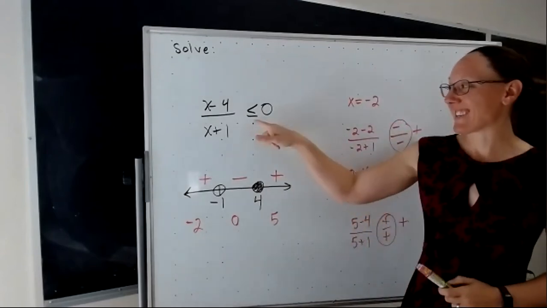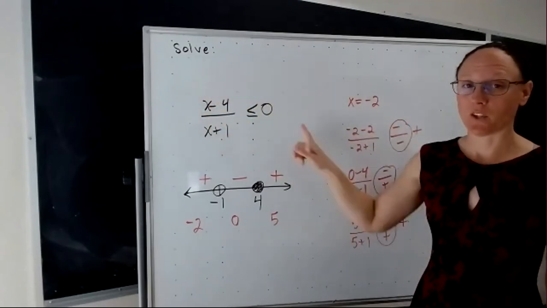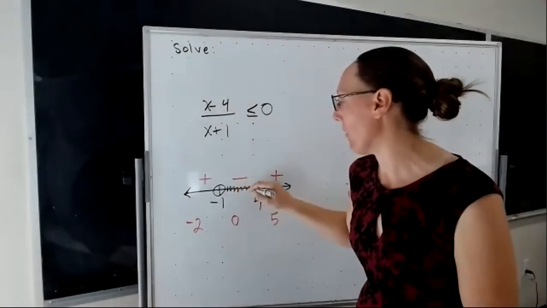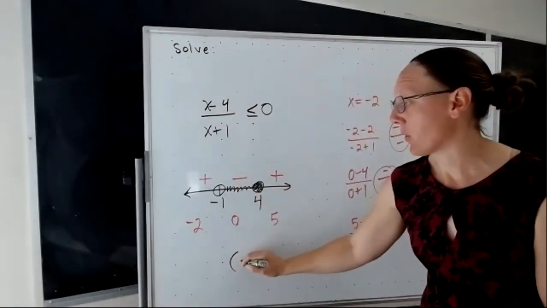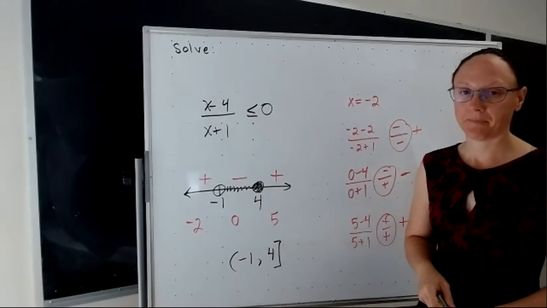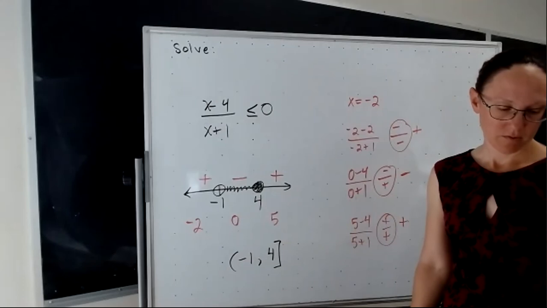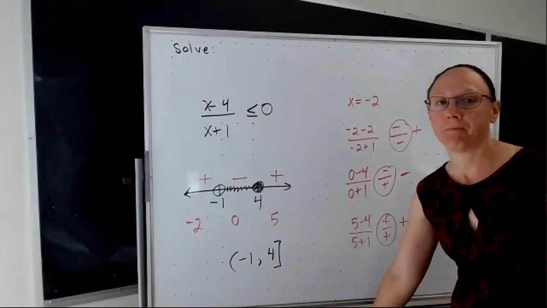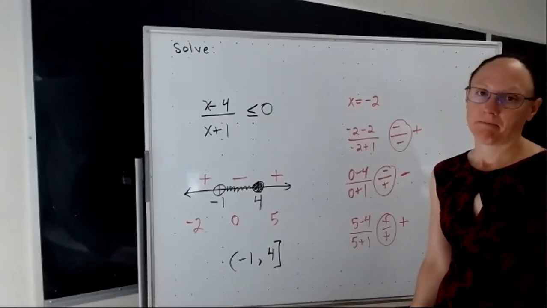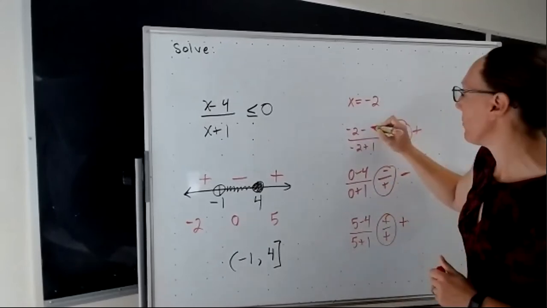Then I check, and this says I was looking for the entire final total to be less than or equal to 0. So I want this negative part in the middle. And it's going to look like parentheses -1 to 4 with a square bracket. Yes, that should say -2 minus 4.